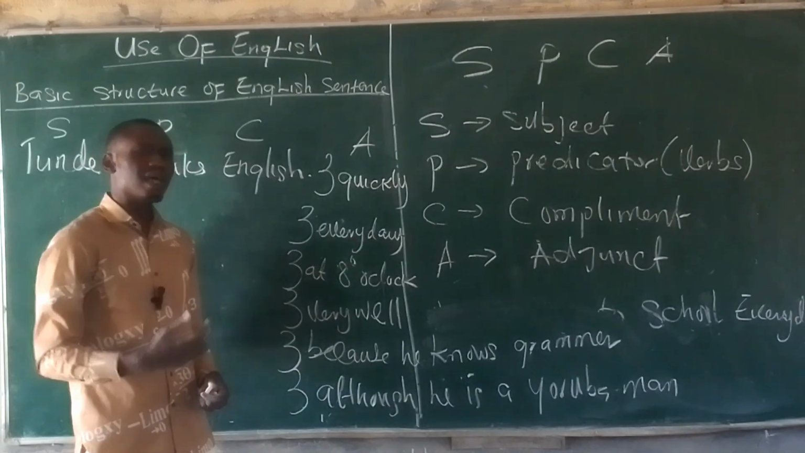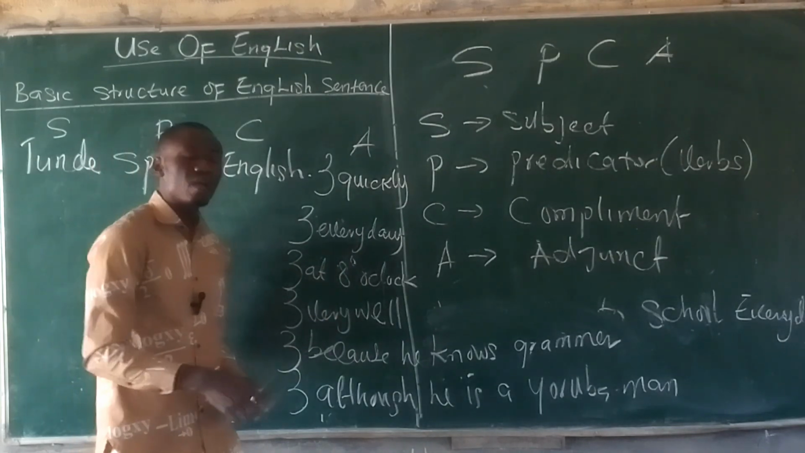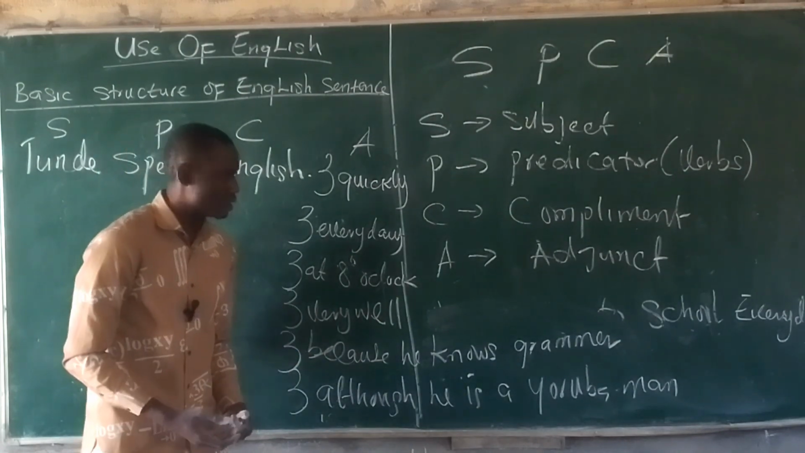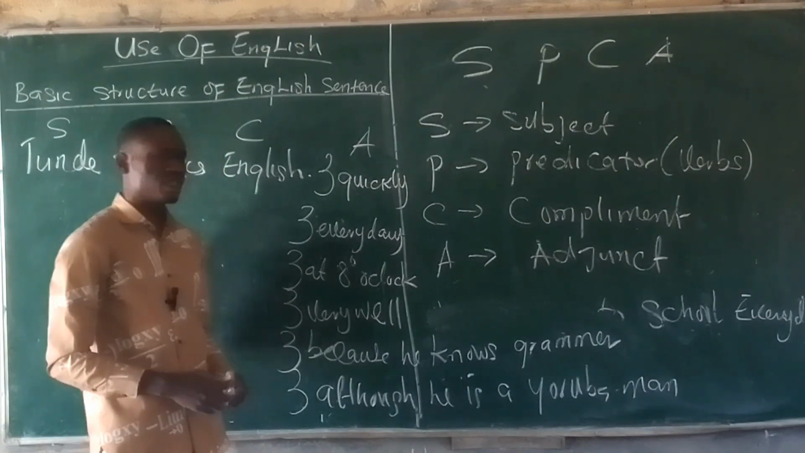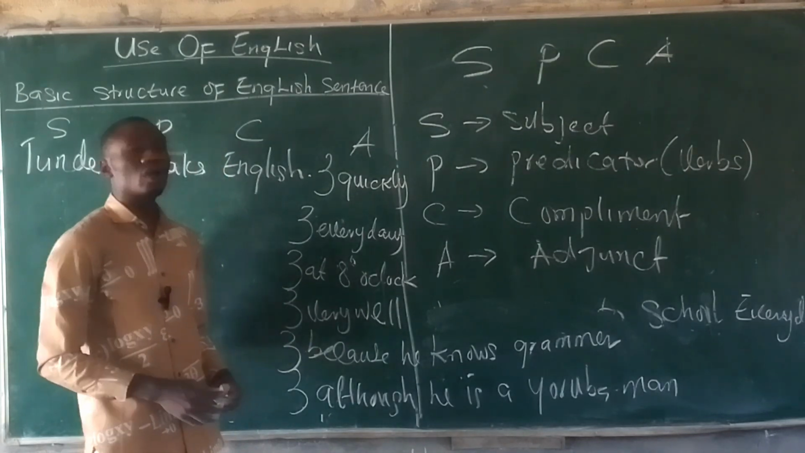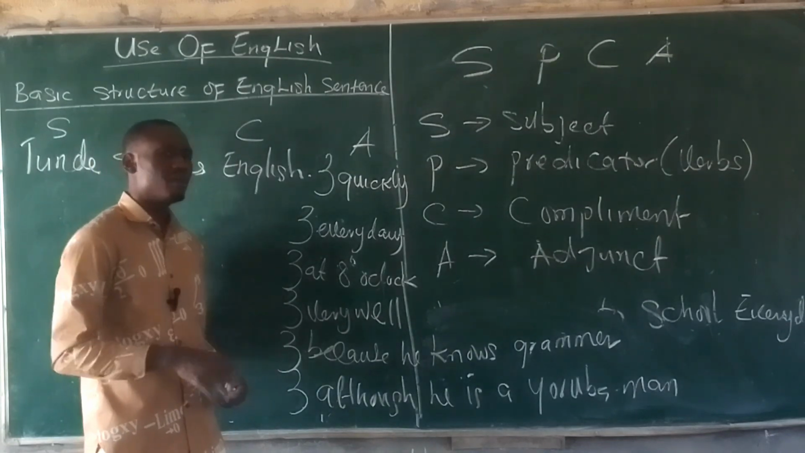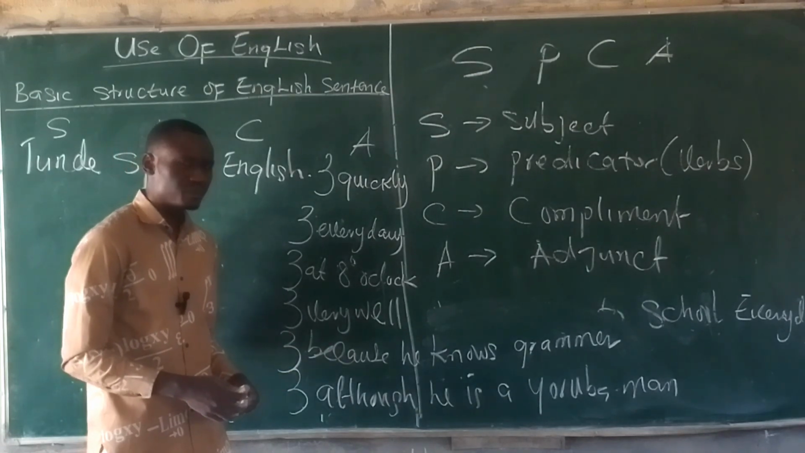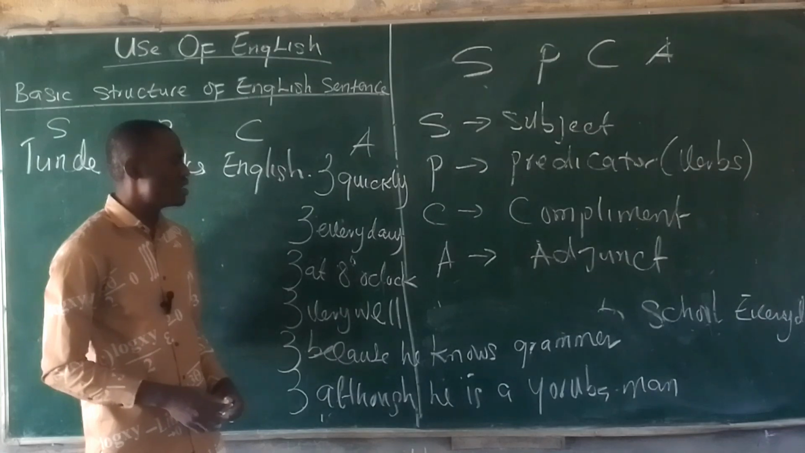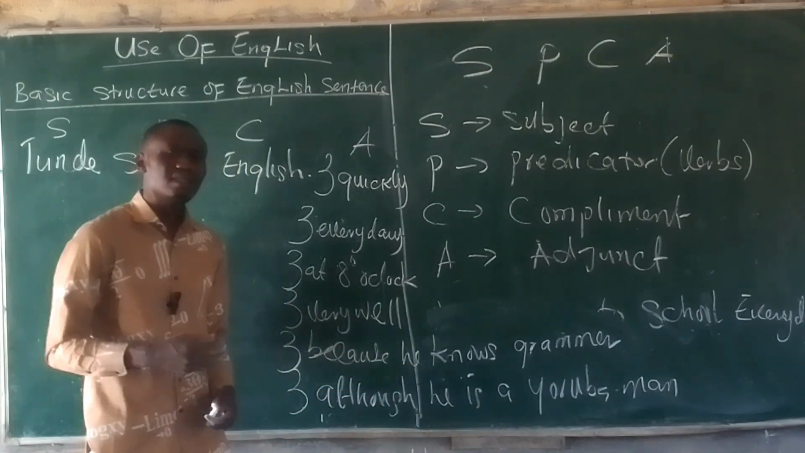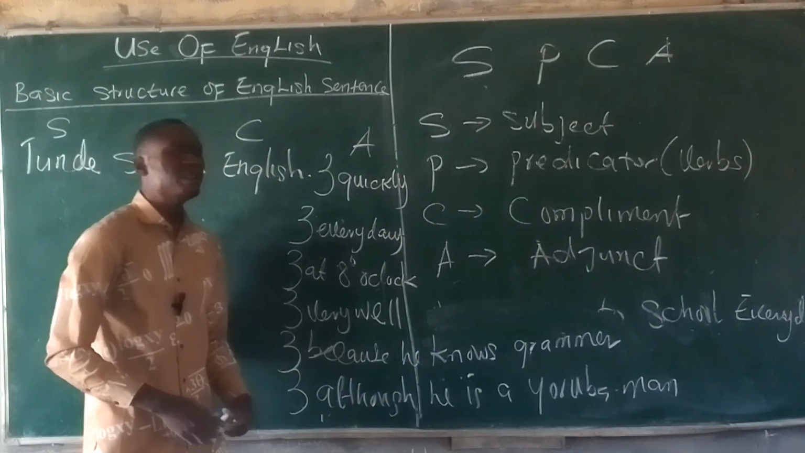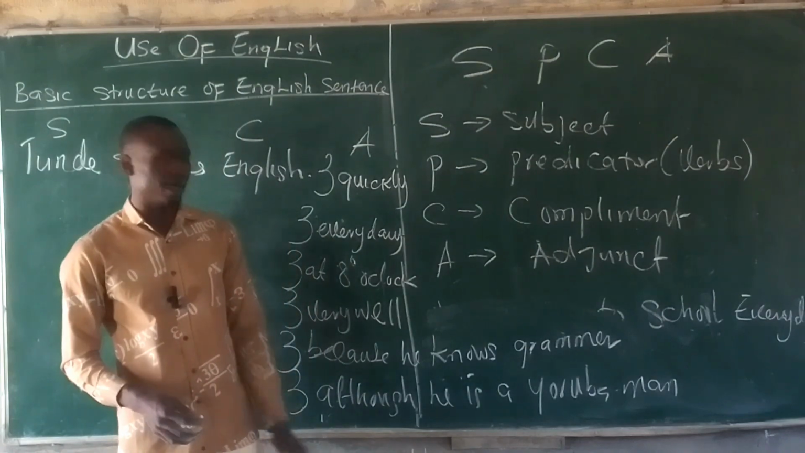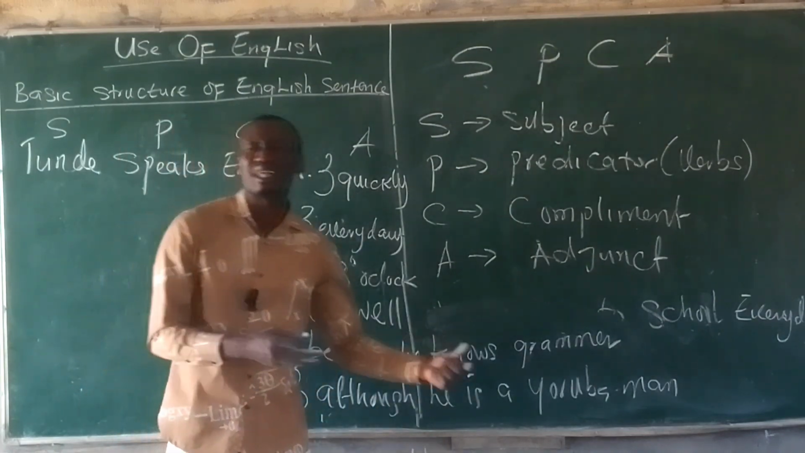Now, quickly is the adverb of manner, the manner in which he speaks English. Every day is the adverb of frequency, the number of times in which he speaks English. At 8 o'clock is the adverb of time, the time in which he speaks English. Very well is the adverb of degree. Because he knows grammar, that is the adverb of reason, the reason why he speaks English. Although he is a Yoruba man, that is the adverb of concession.